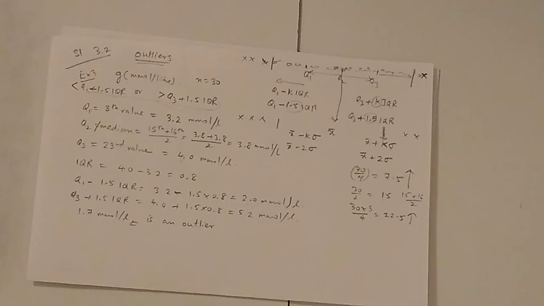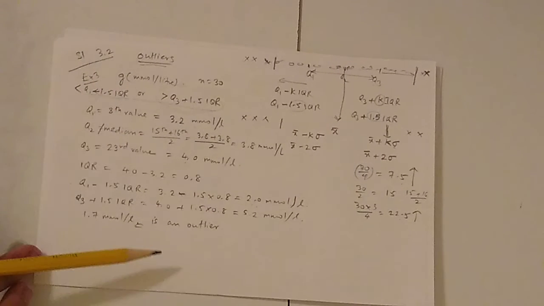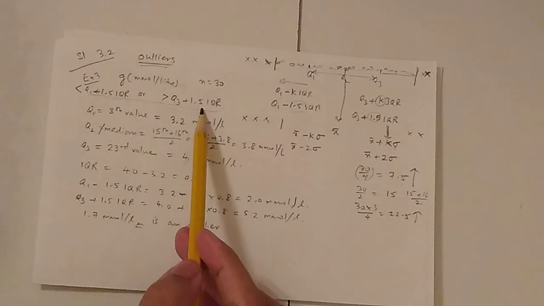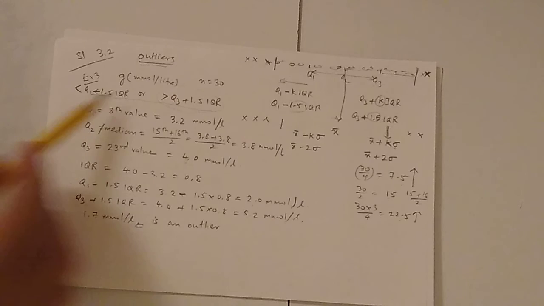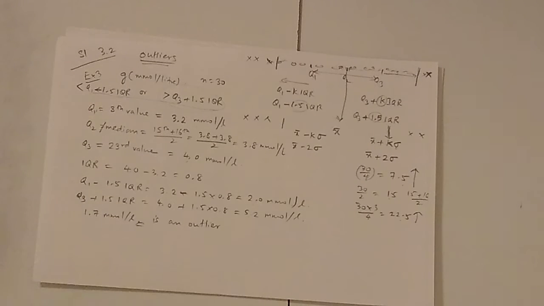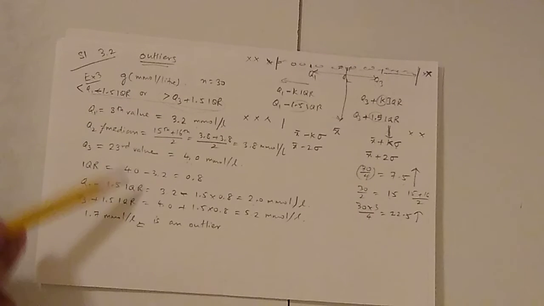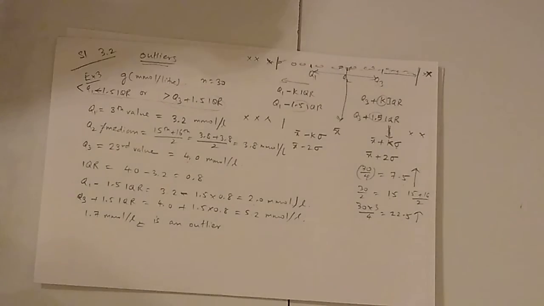In other questions the rules can differ. You need to follow the specific rule that is given in your question. In this case, we have been given Q3 plus 1.5 times IQR and Q1 minus 1.5 times IQR. Less than this or greater than that is an outlier. Find Q1, Q2, Q3, find IQR, find the lower limit, find the upper limit, and then compare the data with these two limits to find out if there are any outliers.